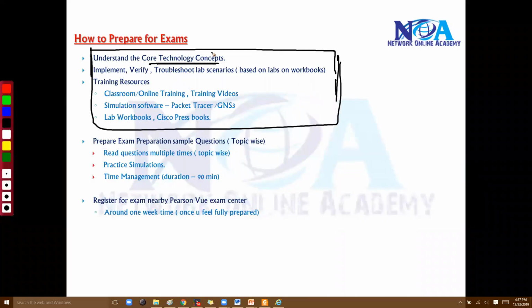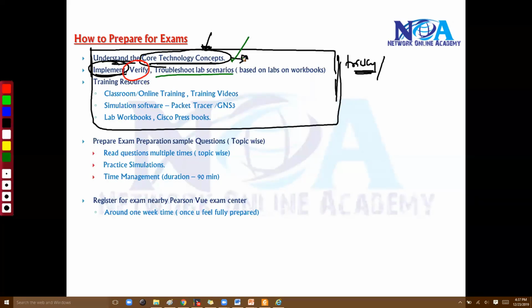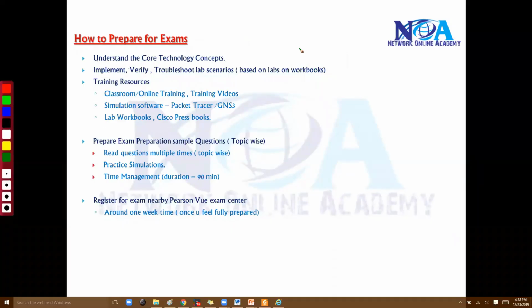Initially, you need to understand the core technology concepts, because the questions will be more tricky, and if you have a slight doubt in the concepts, that will not help you. So make sure that you understand the core technology, how it works, and ensure that you have already implemented those labs, verified some of the outputs, and maybe done some troubleshooting scenarios based on the lab workbooks. Like if you're following my workbooks, or if you're downloading some of the labs from the internet, whatever the labs, make sure that you do this.